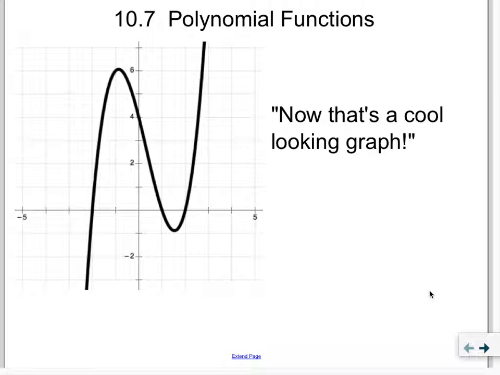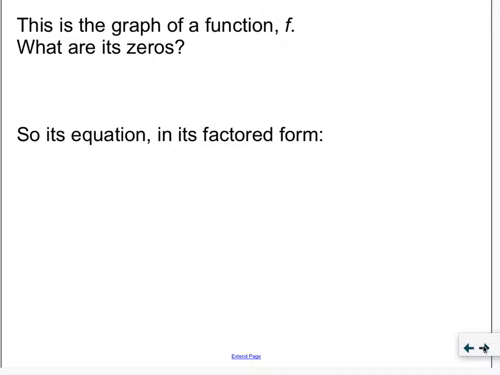So you've seen polynomials before, like x squared and maybe x to the third or x to the fourth, things like that. So these are pretty neat little functions here. Let's take a look and talk about it a little bit. We're going to call the graph that you see on your paper function f. And we want to know what its zeros are. Well, you know what the zeros are. The zeros are where the graph crosses the x-axis.